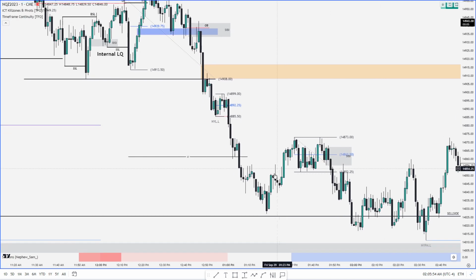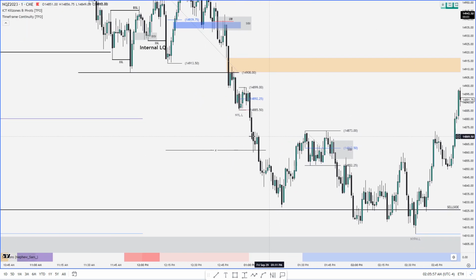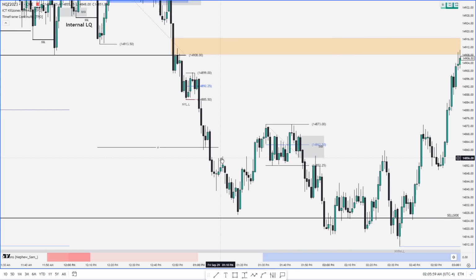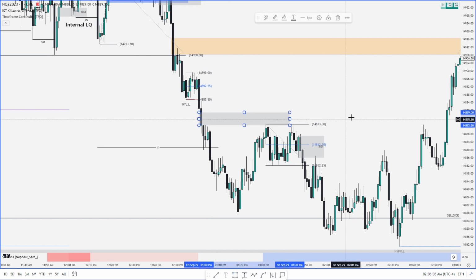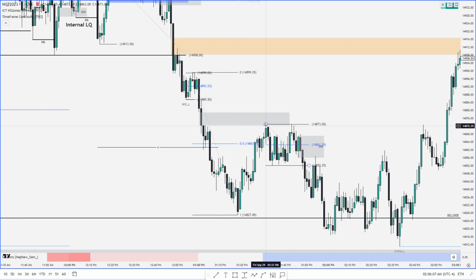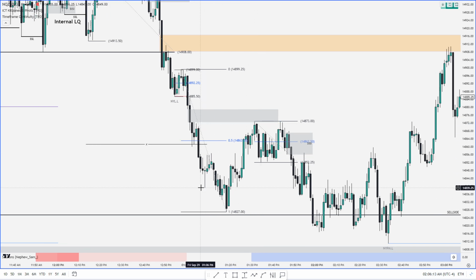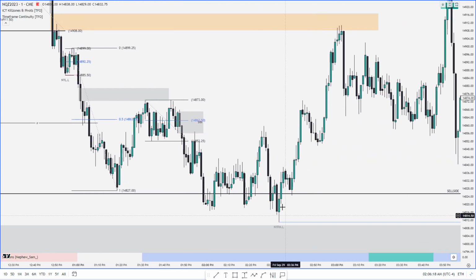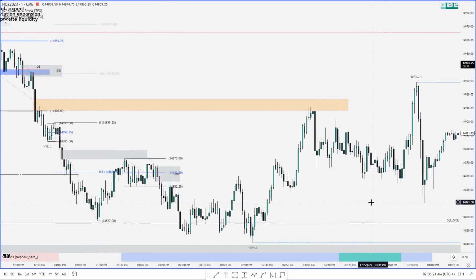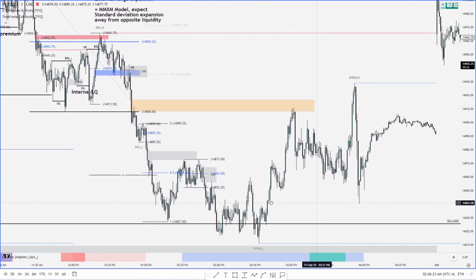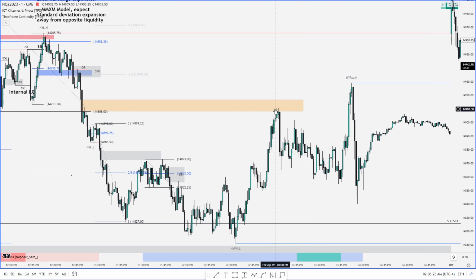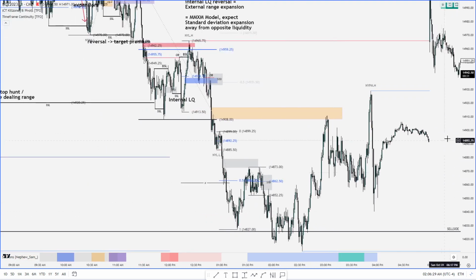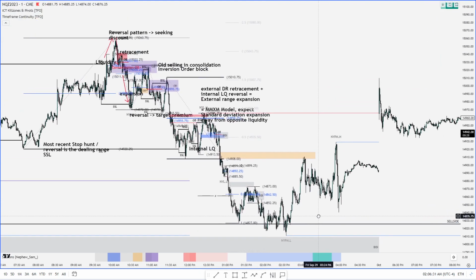Oh, there you go. External range expansion right here. What do you see? External range liquidity run with a retracement into dealing range high to low. There you go. With the liquidity stop run. Technically here and here. Expansion lower into sell side. Yeah, reversal with breaker. Boom. Into there. You're already sub sell side, so you're going to be looking for the dealing range high to low.